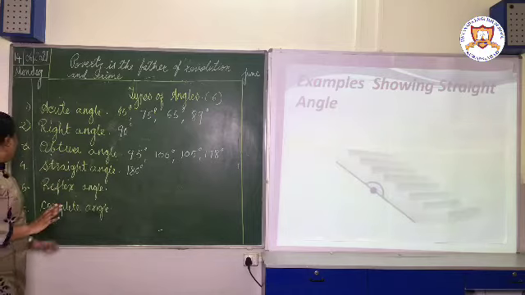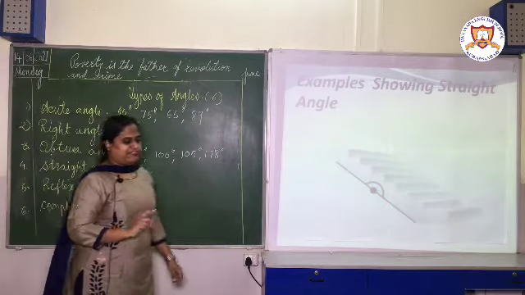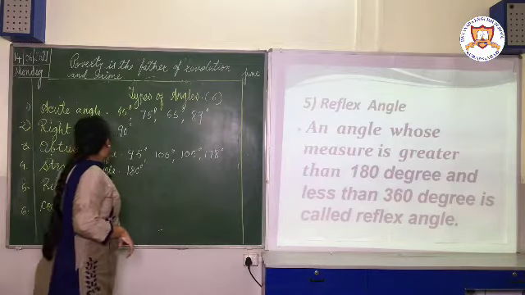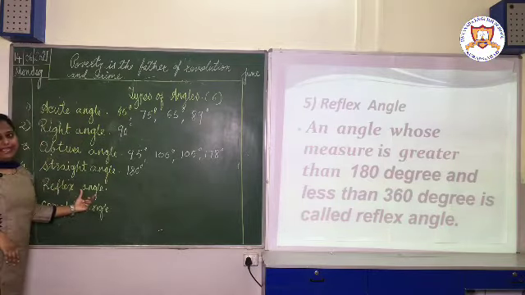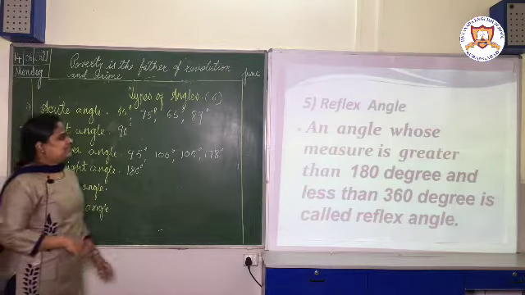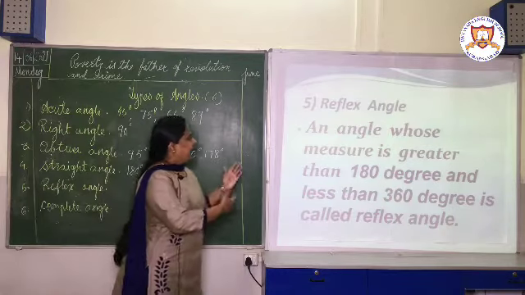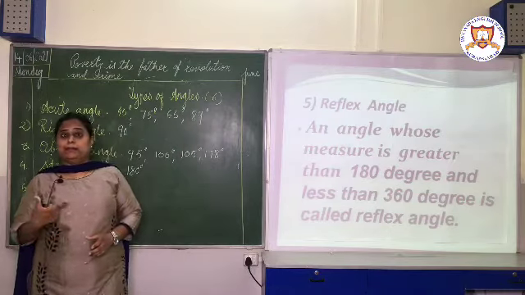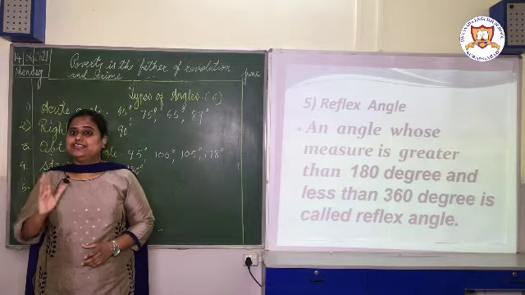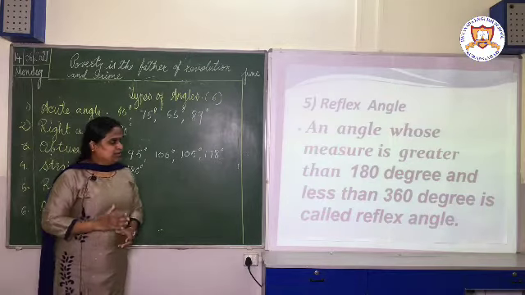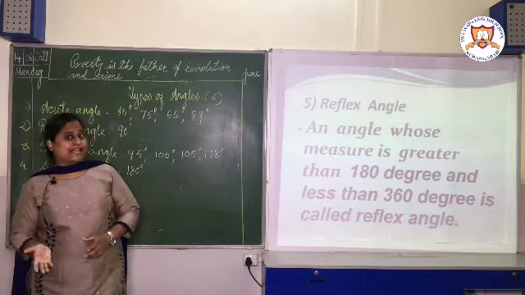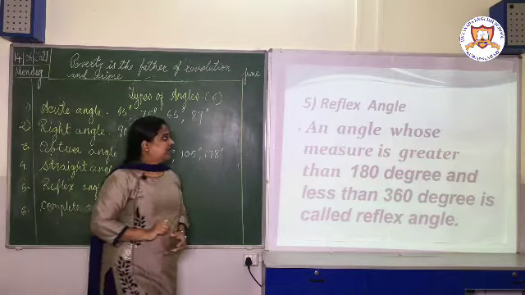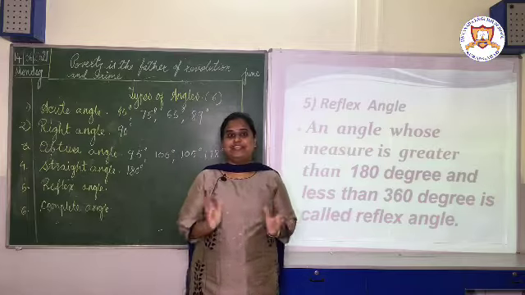Okay, so now we will see the fifth one. What is the name of the fifth angle? It is the reflex angle. What do we call a reflex angle? A reflex angle means what? An angle whose measure is greater than 180 degrees but less than 360 degrees. That angle is called a reflex angle.